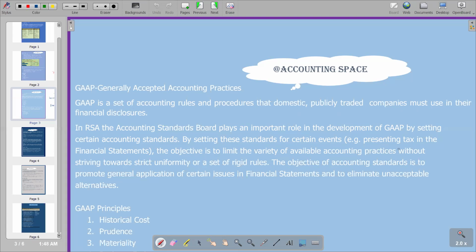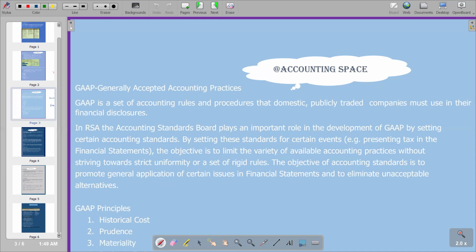For example, we are given presenting text in the financial statements. So the objective is to limit the variety of available accounting practices without striving towards strict uniformity or a set of rigid rules. The objective of accounting standards in financial statements is to eliminate unacceptable alternatives. So basically, this is what we have in terms of explanation of our GAAP.